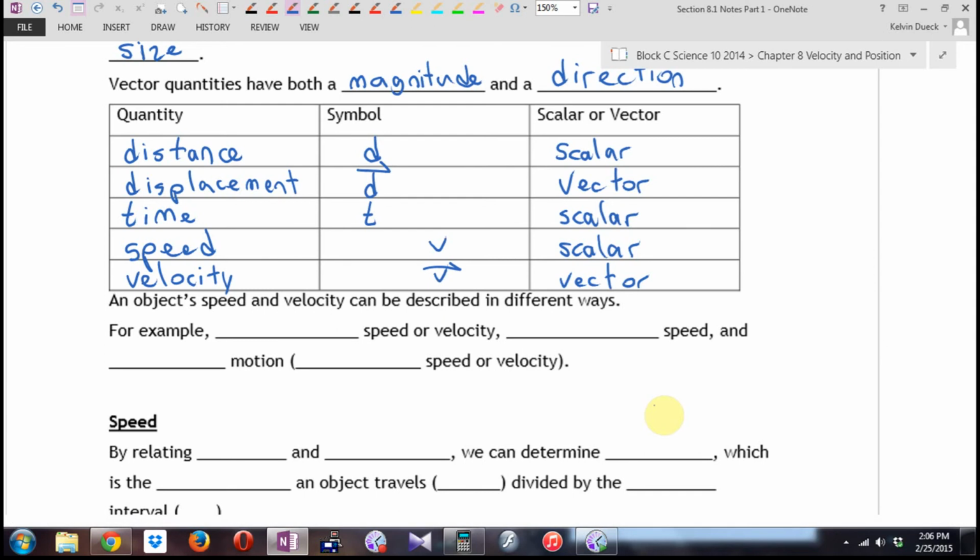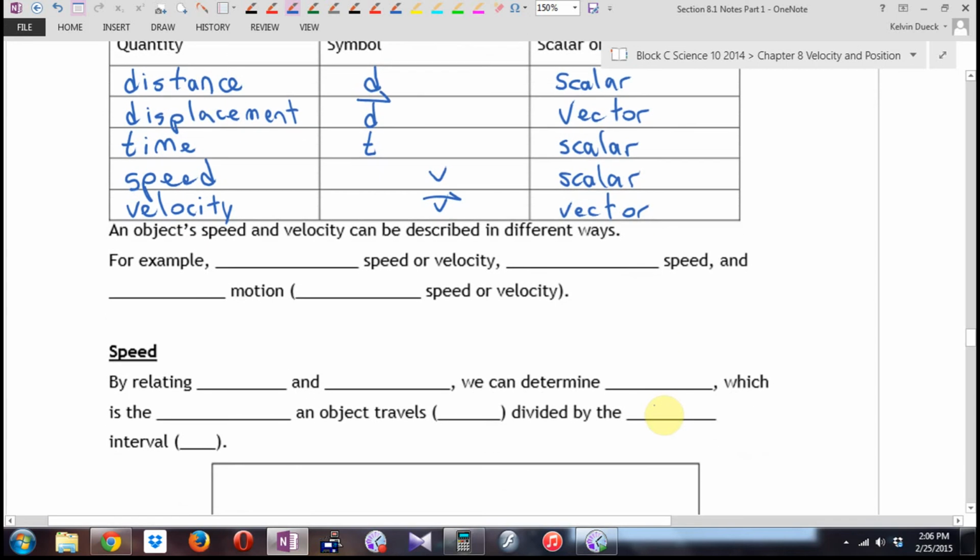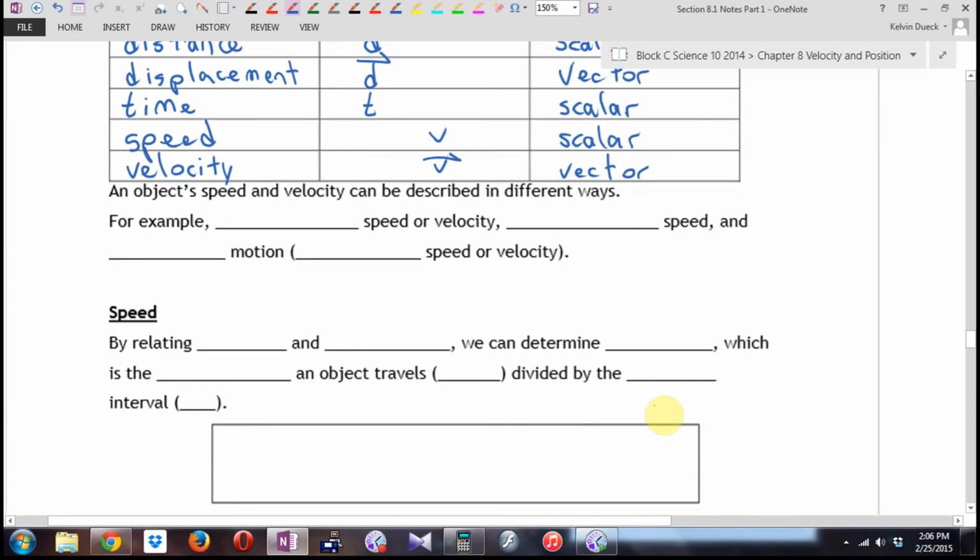A little more. An object's speed and its velocity can be described in different ways. Okay? Let's suppose, don't write this down, that you were traveling 80 kilometers. And let's suppose that it took you 2 hours. How fast were you traveling? 40 kilometers per hour. That's an average speed.